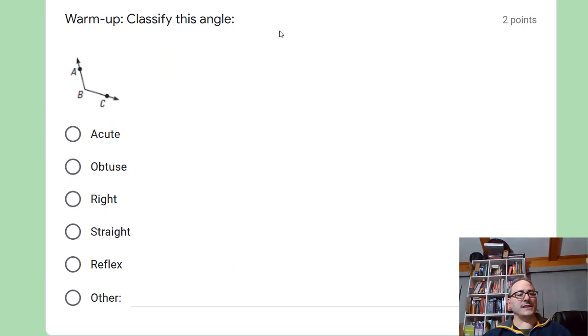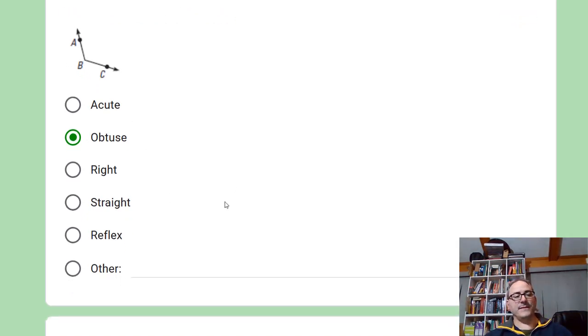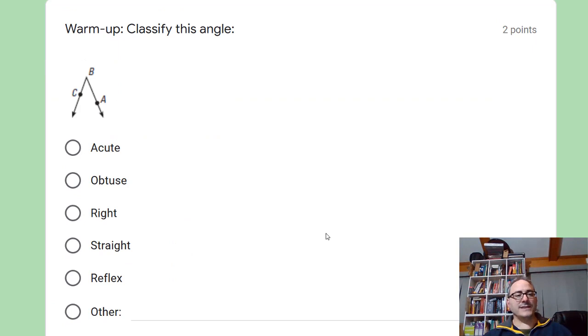Classify this angle. Hopefully this didn't stump anybody, right? It's not a right angle. Nope, not a right angle. It's not acute. It's not less than 90. It's not straight. So obtuse. Greater than 90, less than 180. And classify this angle. Oh, ain't that a cute angle? Less than 90 degrees. There it is, acute.